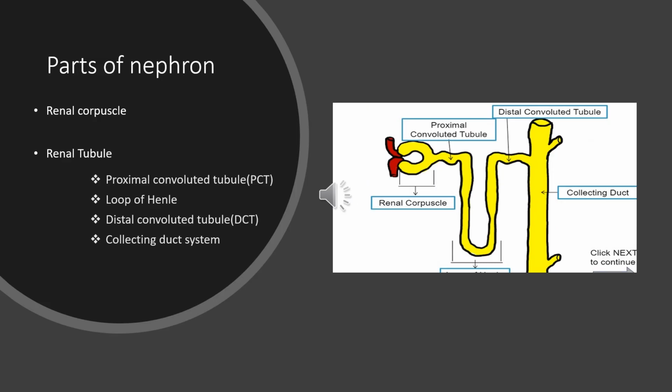Now, the parts of nephron. A nephron consists of the blind end portion called renal corpuscle and the tubular portion called renal tubule. A renal tubule is formed by the proximal convoluted tubule, a loop of Henle which has a descending portion and an ascending portion, then the distal convoluted tubule and the collecting duct system. Each of these segments is formed of a single layer of epithelial cells placed on the basement membrane, which are modified accordingly to perform their specific functions.